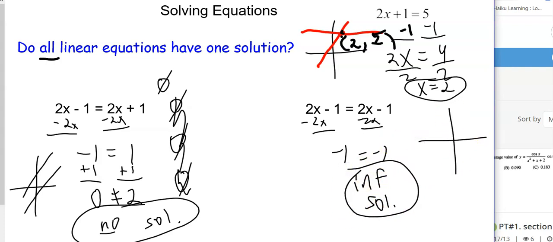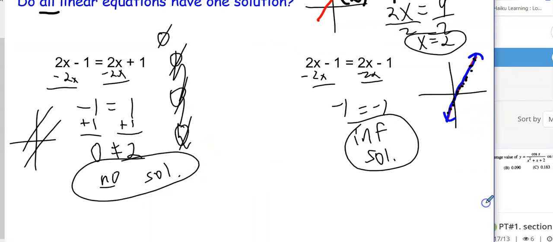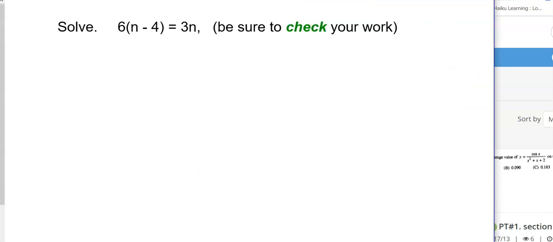If you look at the graph of this, the line might look something roughly like that. If I graph the other side of the equation, it would look like the exact same line. How many solutions are there? Every point on that line is a solution. So there's an infinite number of solutions. So those are the two situations you need to be aware of. It really helps to visualize what's happening there with those types. So be sure to check your work.